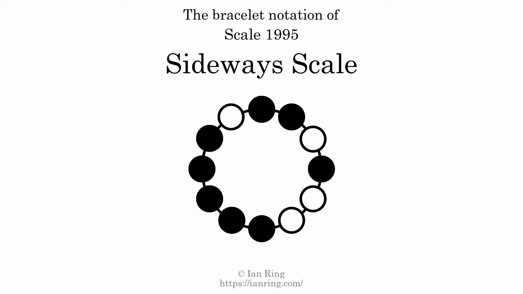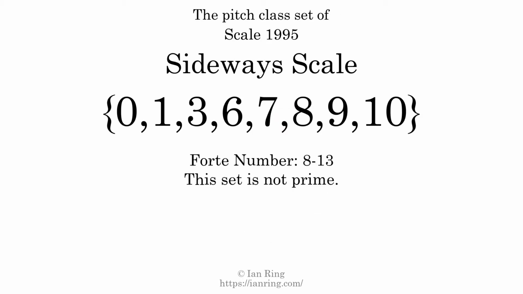This is a bracelet notation diagram of scale 1995. The shaded circles represent tones that appear in the scale, and they are read clockwise, starting at the top. The pitch class set for this scale is 0, 1, 3, 6, 7, 8, 9, 10. The fault class is 8, 13. This set is not prime.